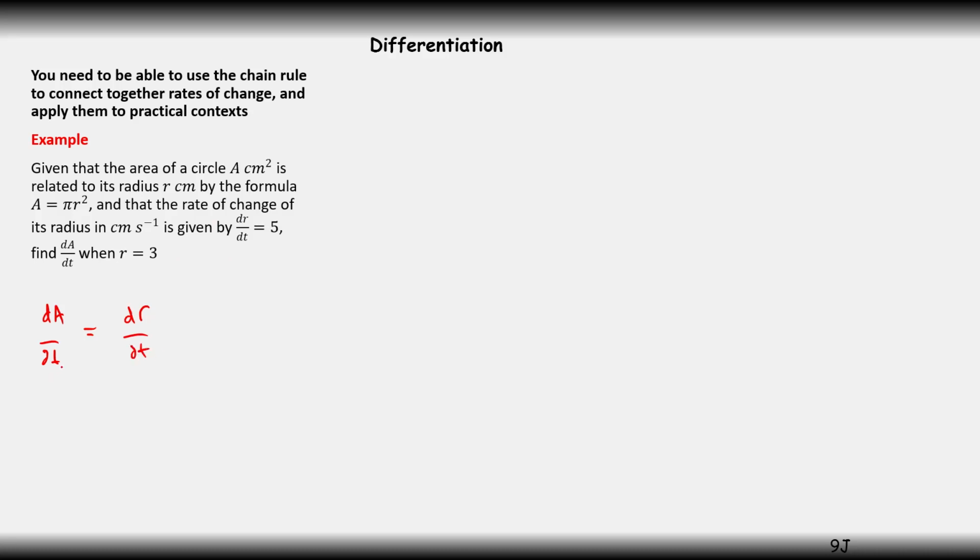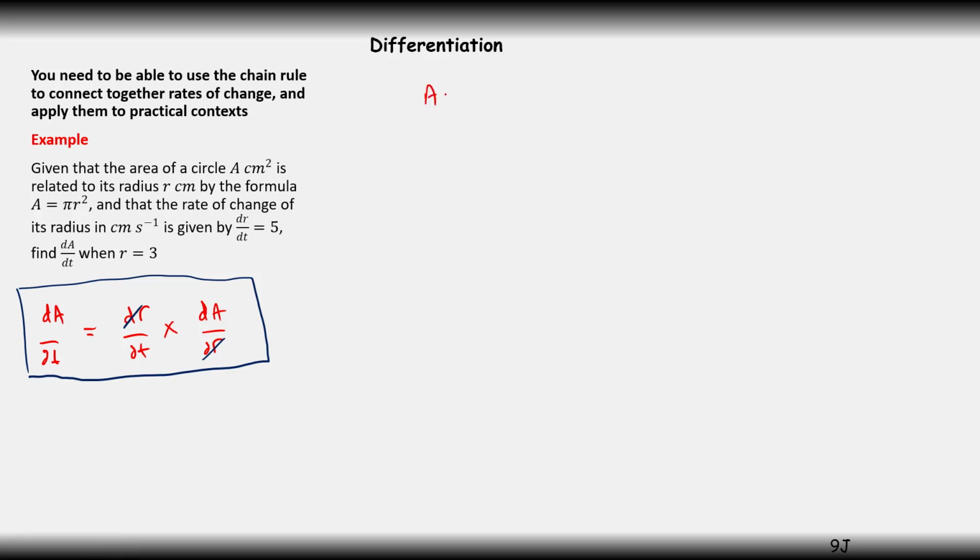So I've got my dr by dt, but I need to find dA by dt. So using the chain rule, I've got the area here. If I differentiate the area with respect to r, the radius, dA by dr, then I've got my dr by dt. Because I can cancel my drs, leaving me with dA over dt. So this is what I'm going to use to help me find rates of change of the area with respect to time.